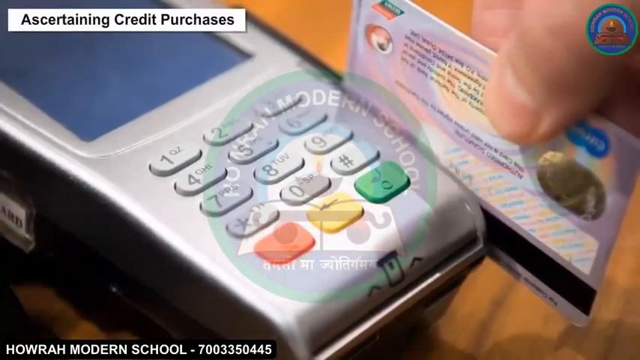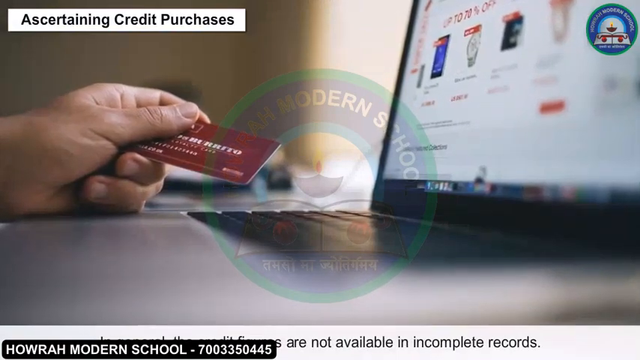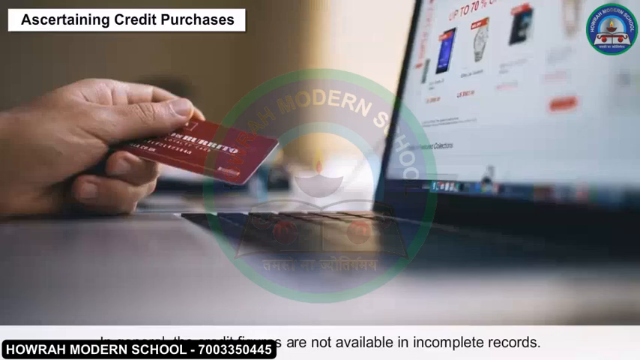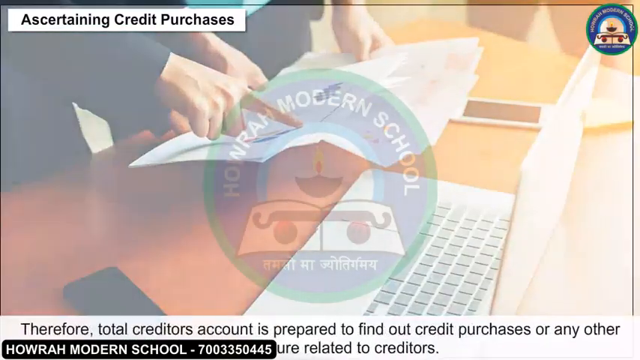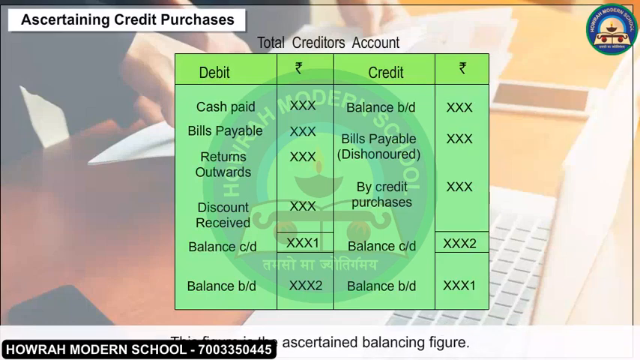Ascertaining credit purchases. In general, the credit figures are not available in incomplete records. Therefore, total creditors account is prepared to find out credit purchases or any other missing figure related to creditors. This figure is the ascertained balancing figure.